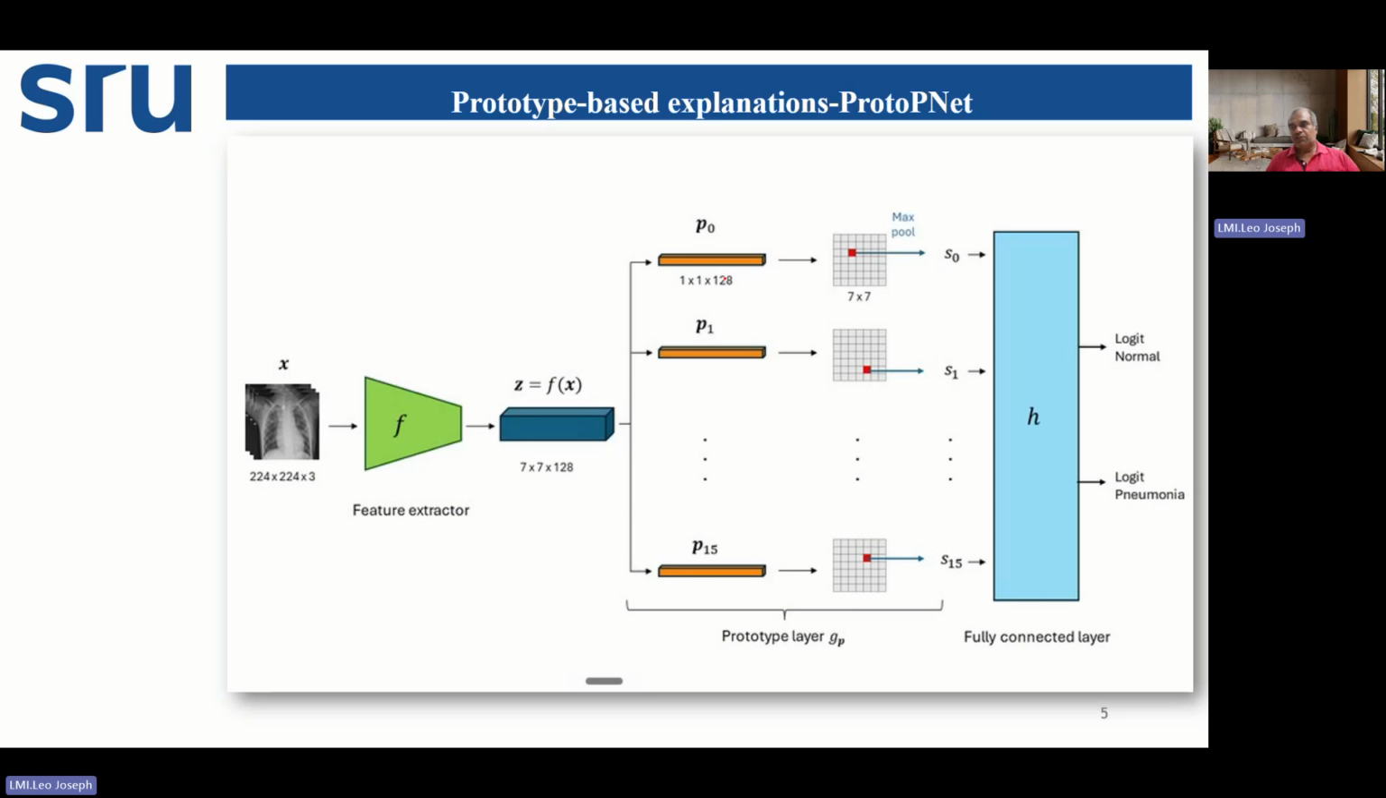And then we connect everything to fully learned weights. After that, with the same procedure, the weights will be adjusted and we will generate logit normal and logit pneumonia, two cases. So based on the comparison of the prototypes, we are able to come to the conclusion whether the person is suffering from pneumonia or not, based on the similarities.